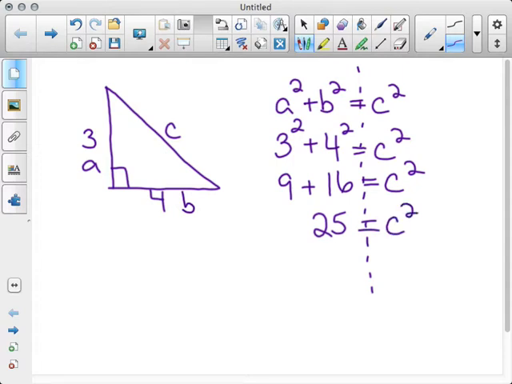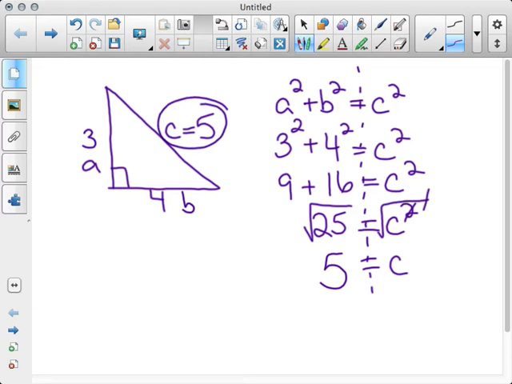Now, I know that c squared, or c times c, is equal to 25. We need to use inverse operations to solve for just plain c. To get just plain c, not c squared, we have to do the inverse of squaring, which is square rooting. So if we square root both sides, the square root and the square go away, and you're just left with c. On the other side, we take the square root of 25. It's a number times itself that will give us 25, and that number is 5. So this side length is 5, and that is our answer.